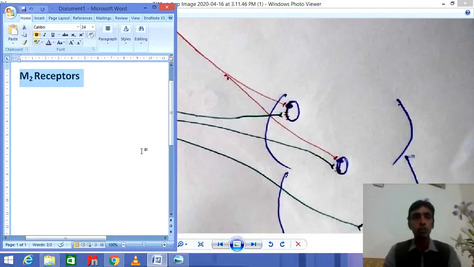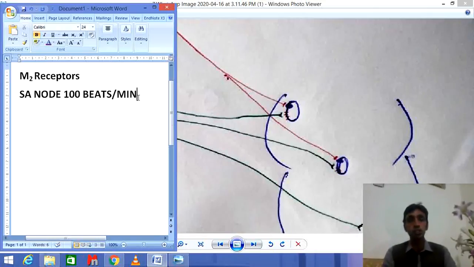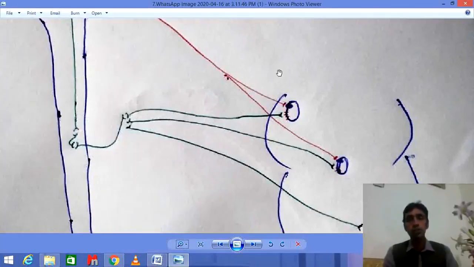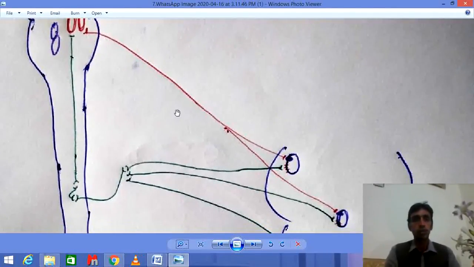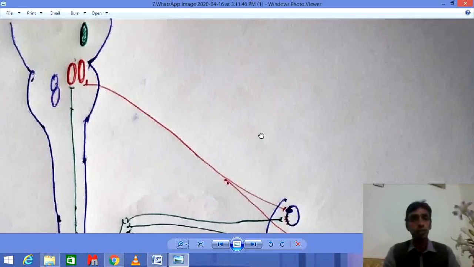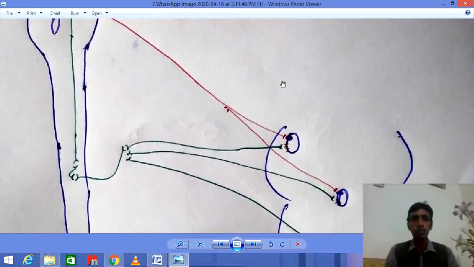The SA node is responsible for the generation of 100 beats per minute. SA node. This is the normal. This is the normal pace of the SA node. But if the blood pressure becomes high, and the heart rate, usually the blood pressure becomes high due to increase of the heart rate. Due to increase of the heart rate, the blood pressure becomes high.